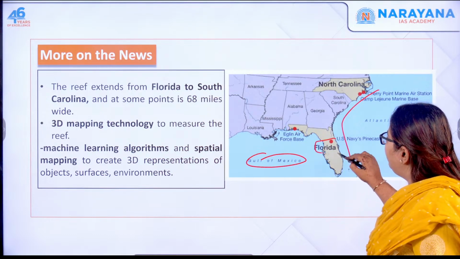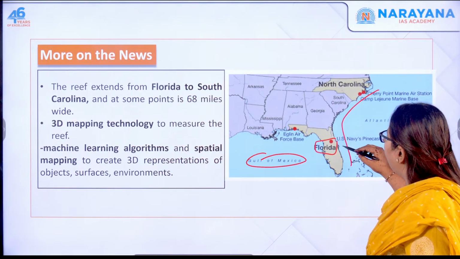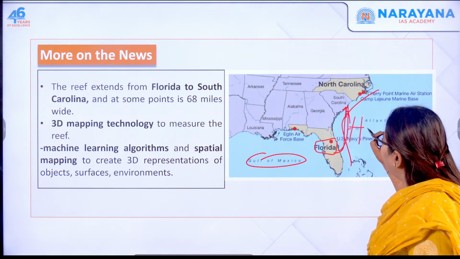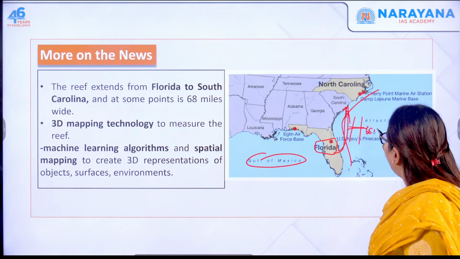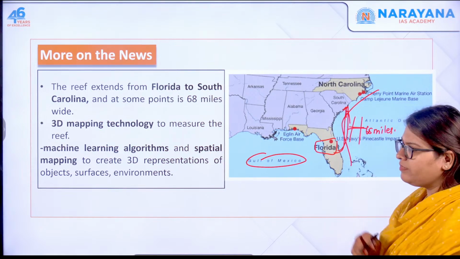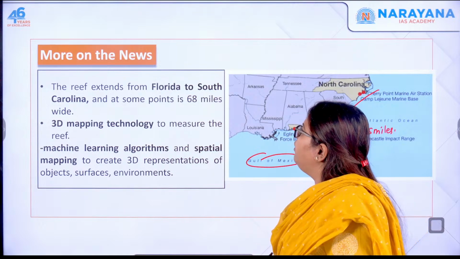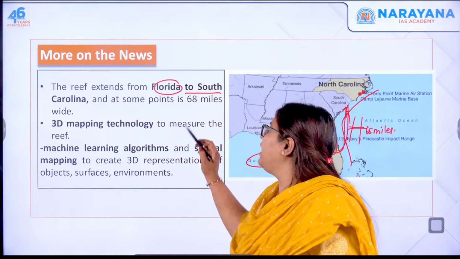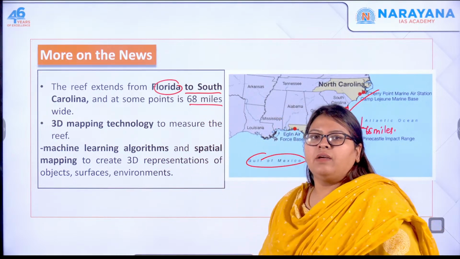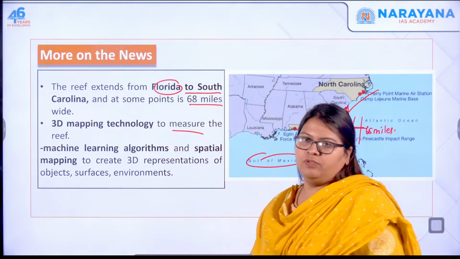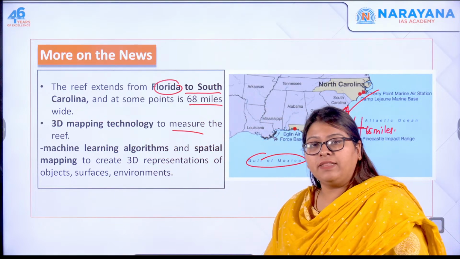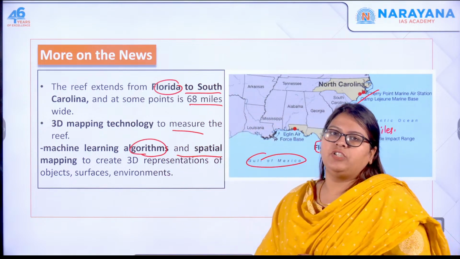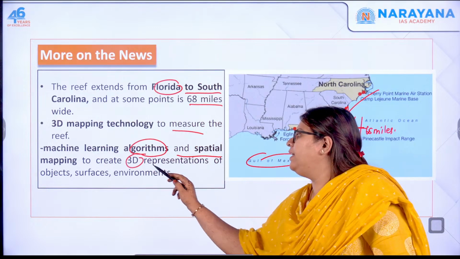So this particular underwater or deep water coral had actually extended from Florida to South Carolina. Okay, somewhere the width of it was also up to 68 miles. So this was actually the finding by the researchers. At some points they were at a width of 68 miles, and 3D mapping technology was used. The methods used to find this out were machine learning algorithms and spatial mapping in order to create 3D representations.